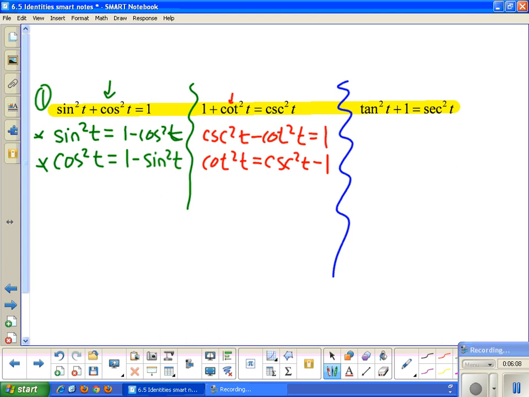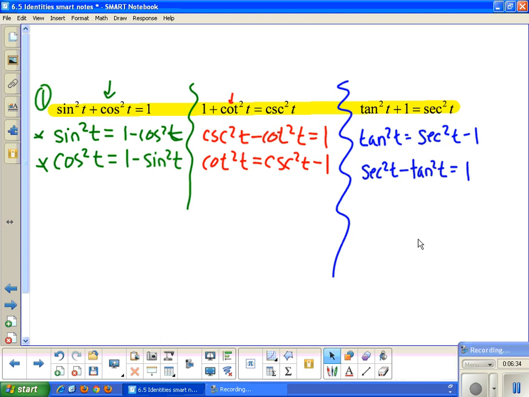And then, for this one, if I solve for tangent squared t, it is equal to secant squared t minus 1. And then I can also solve for 1 by doing secant squared t minus the tangent squared t is equal to 1. So make sure again that you have all these memorized. You need to know each of these. So these are the 3 Pythagorean identities where we get 2 different ones for each. And again, we'll be using them a lot.